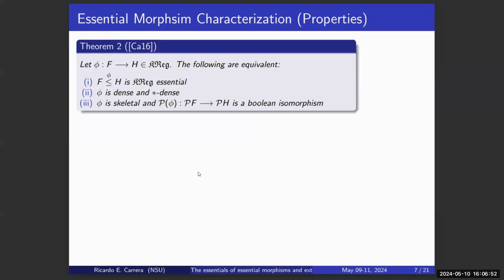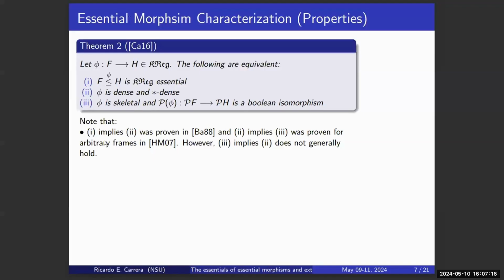All right, so in kReg, the essential monics can be characterized in the following fashion. Phi is an essential extension if and only if phi is dense and star dense, if and only if phi is skeletal, and P(phi) from P(F) to P(H) is a Boolean isomorphism.